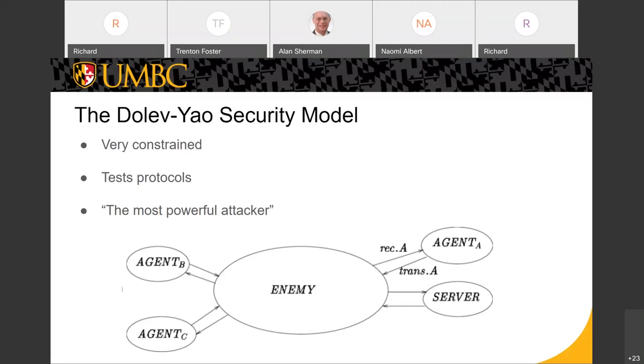So these constraints make it very easy to test a protocol, which is what this is aimed to do at the end of the day. It really lets you see if a protocol works or if it doesn't work. And we'll get into what the network adversary can actually do to messages. There's actually quite a bit it can do, and it makes it a very, very hard challenge.